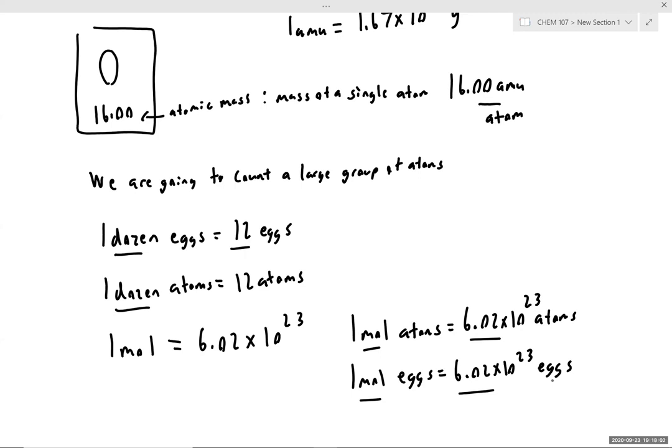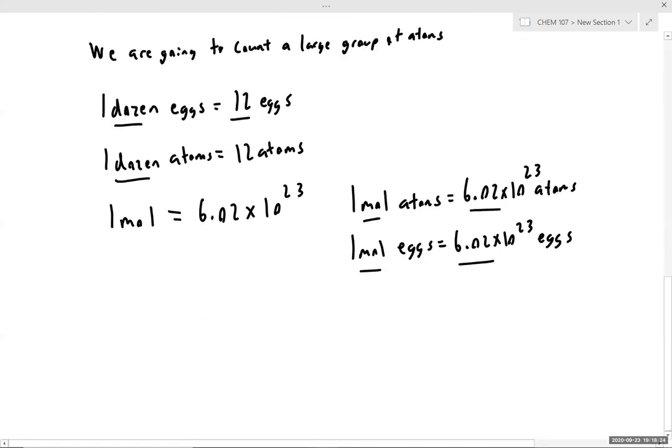This idea of a mole, it's just a really large number of something. And we use a mole to count atoms and molecules and groups of atoms and molecules. Does that make sense to everyone? Is everyone comfortable with that idea? Yes. Okay.